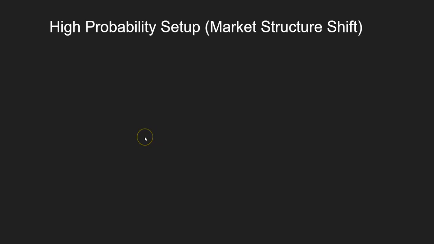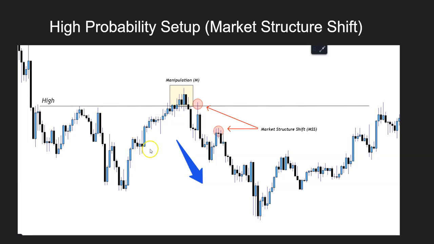So now we have the high probability setup with market structure shift. Now remember, the high probability trade formula is the high probability time multiplied by high probability price, plus high probability price, which is pretty much market structure manipulation and market structure shift. So if you take a look at this chart, you start seeing how everything comes together.